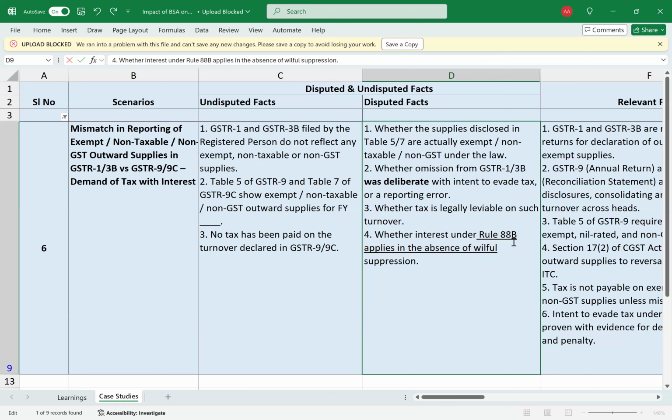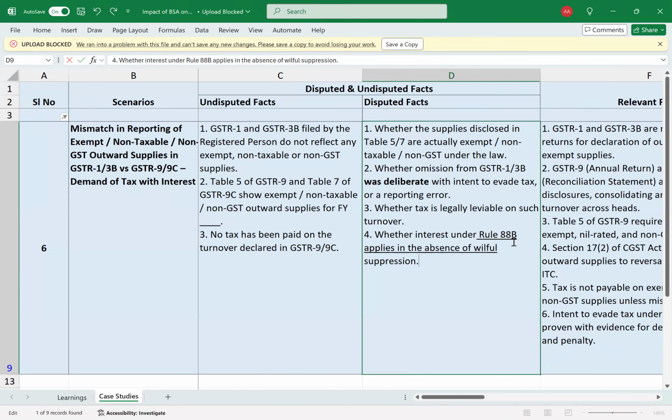No, see, isn't the department right in saying that GSTR-1 and 3B are your self-assessed returns? You didn't disclose anything there, so I presume that you have suppressed some facts. That's all they are saying.